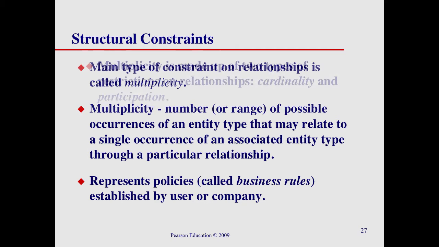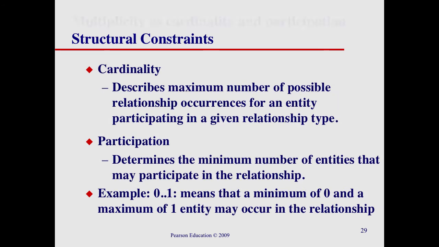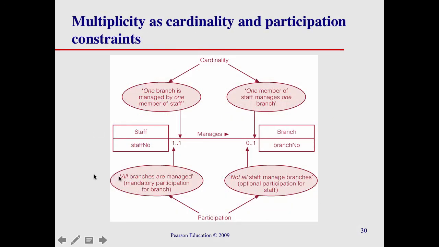Very good. So on our diagrams, we show the minimum and maximum separated by two dots. So one dot dot one in this case means that a staff member is in a relationship with a branch, belongs to a minimum of one branch and a maximum of one branch.